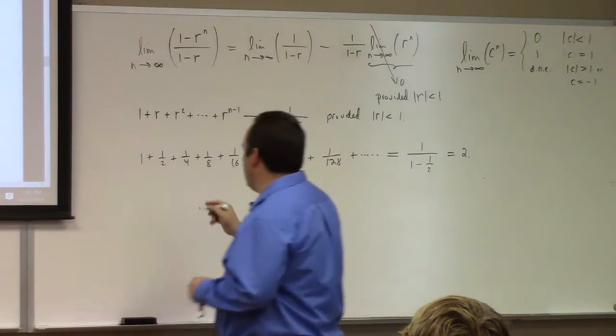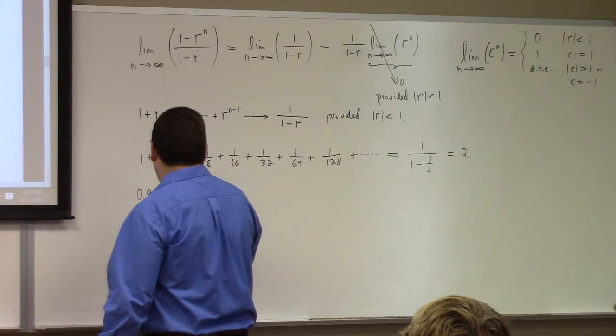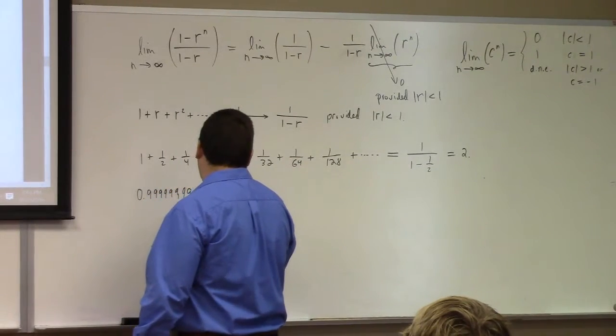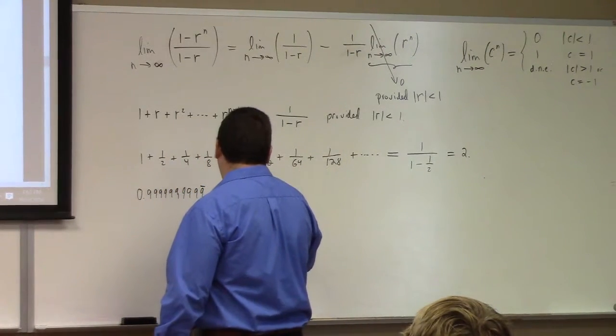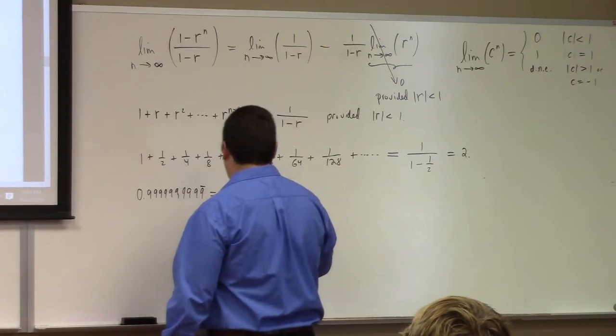Or another example of this, 0.999999999, you get the idea. That's 0.9 plus 1/10 times 0.9. Oh, I'm sorry. Let me write that another way.